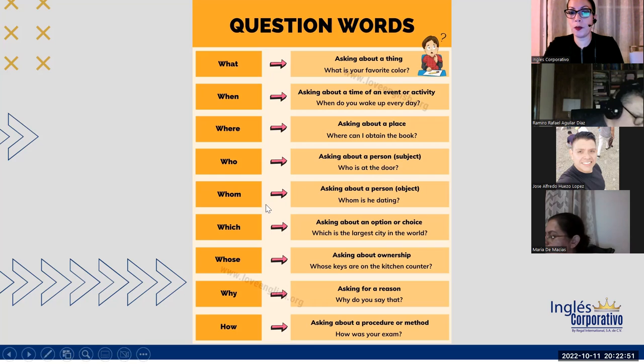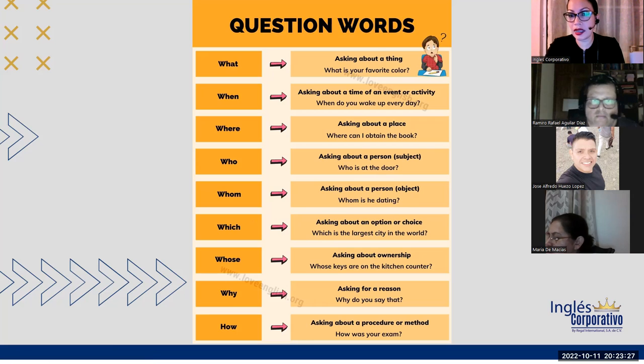Then we have whom. Is asking about a person. It's como con quién, con quién. Whom is he dating? Which is asking about an option or choice. Which is the largest city in the world? So which es para preguntar cuál. Whose is asking about ownership. Whose keys are on the kitchen counter? El whose es para preguntar a quién le pertenece algo, de quién.